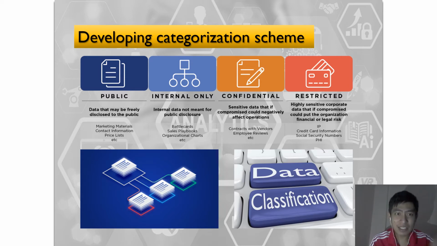okay, so this is public, internal only, confidential, and restricted. Public data will be freely disclosed to the public. Internal data is not meant for public disclosure. Confidential is sensitive data that, if compromised, could negatively affect the operation. Restricted is highly sensitive data that, if compromised, could put the organization at financial or legal risk.